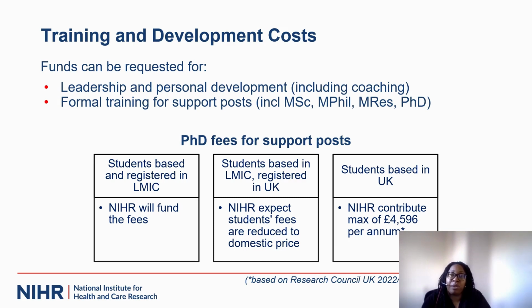So we'd expect for you to negotiate down the tuition fees from international student level to a UK national student fee level. Where this can't be done, we'd request some proof. Where the students are based in the UK, we would contribute to a max of £4,596 per year, and that's based on the Research Council UK tuition level of that academic year.